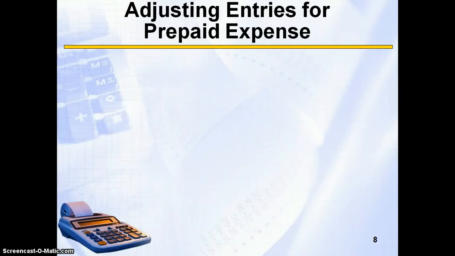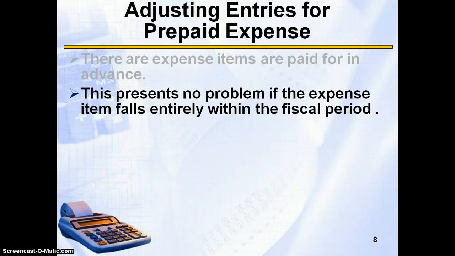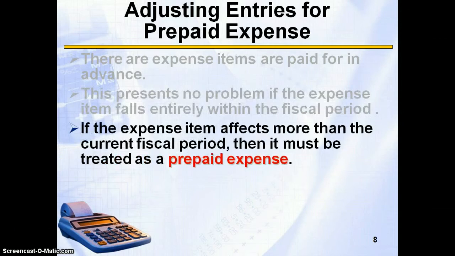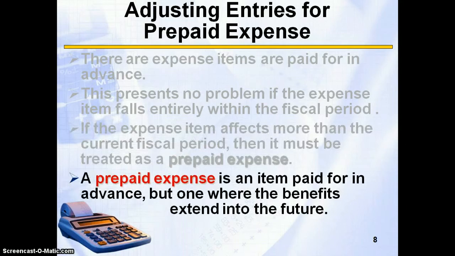The second type of account that needs to be adjusted is a prepaid expense account. There are expenses that are paid for in advance. This is not an issue if the expense falls within the fiscal period. However, there are some expenses that will fall within multiple fiscal periods. It will be the full year. These expenses need to be accounted for. If the expense item affects more than one fiscal period, it must be treated as a prepaid expense. A prepaid expense is an item paid for in advance, but one where the benefits extend to the future. So you pay for this expense at one point in the year, and then you use it throughout the year.